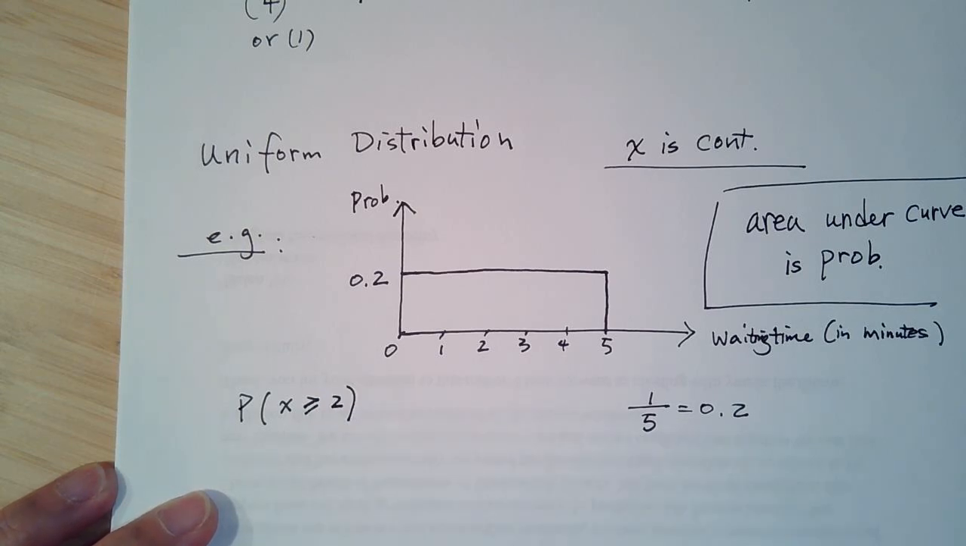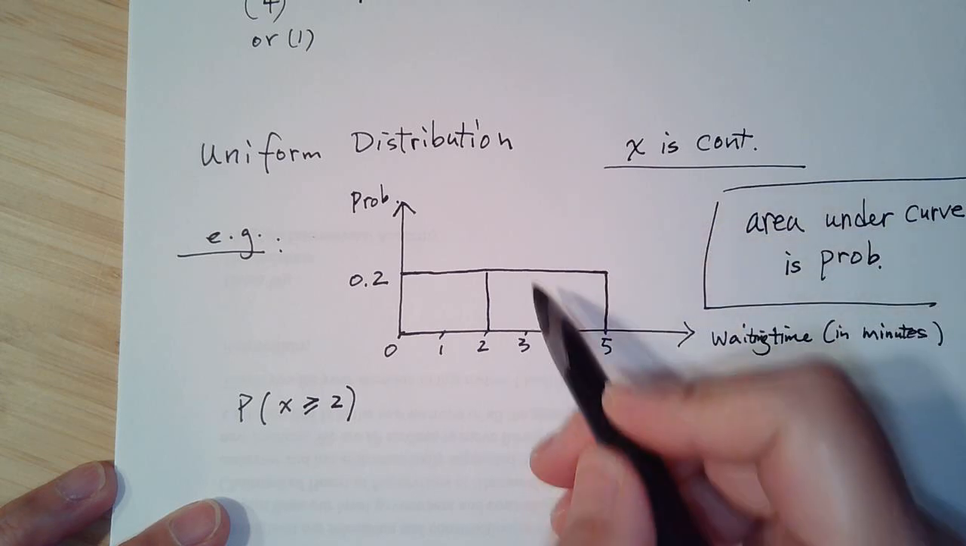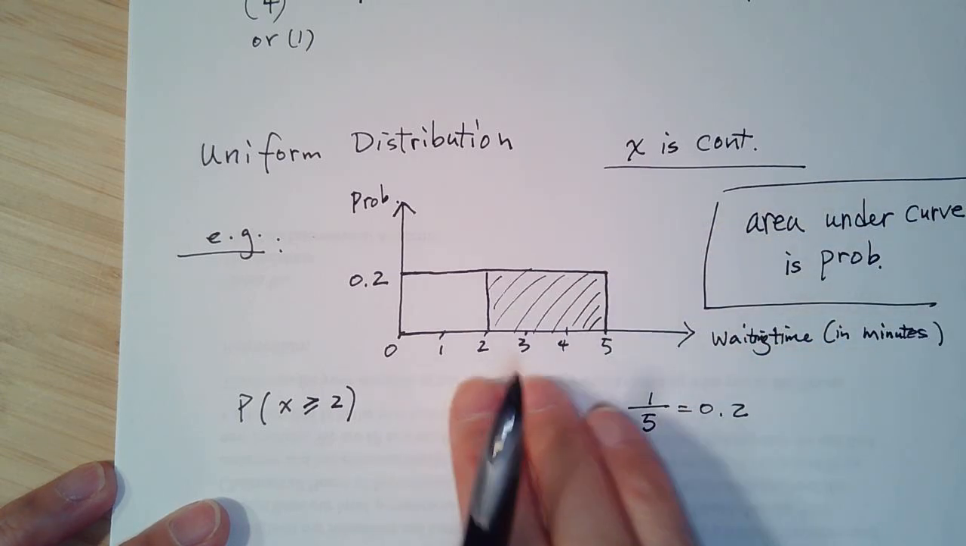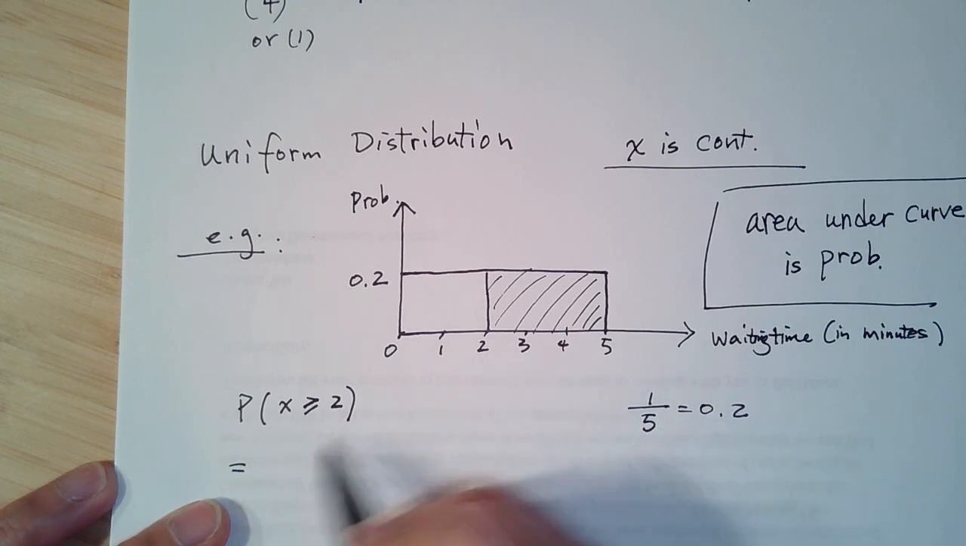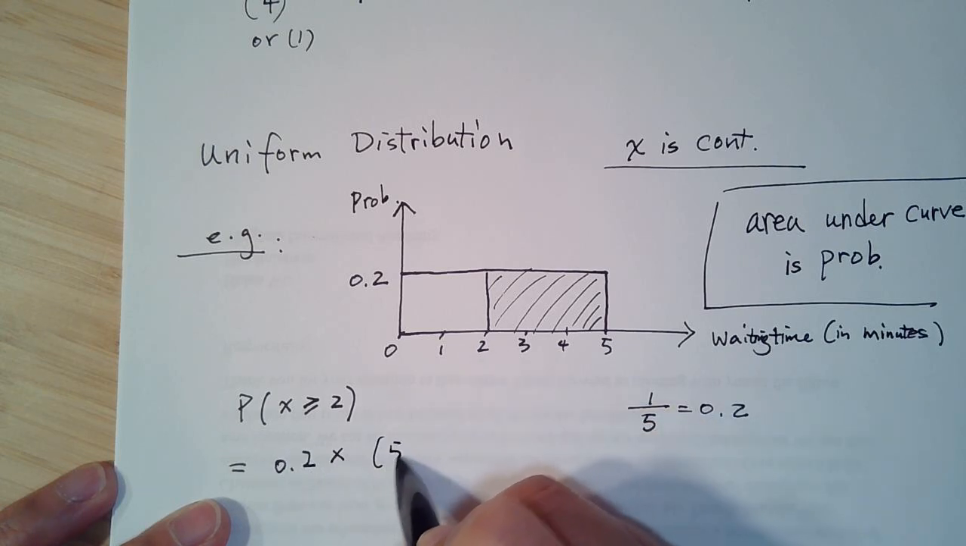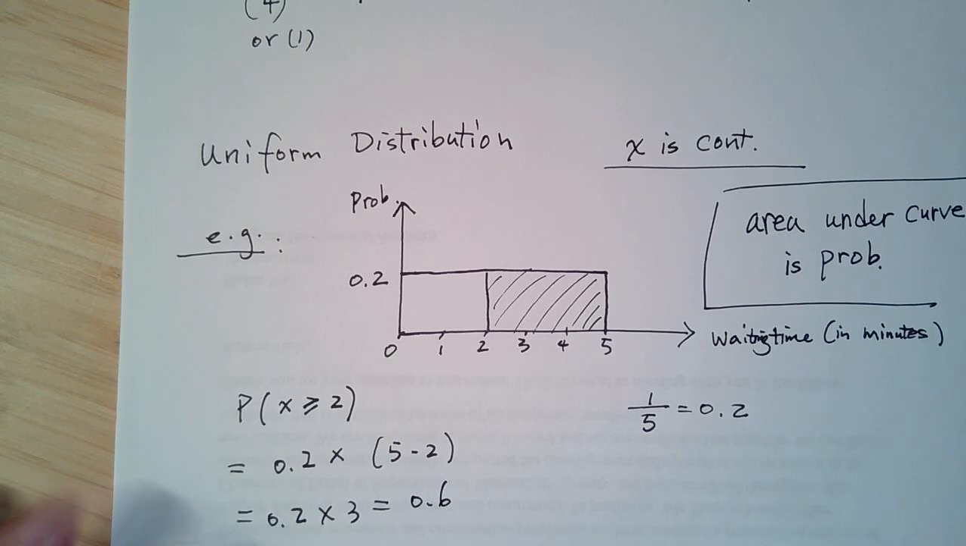All right. Now, what we're looking for is the area under the curve when x is greater than or equal to 2. Of course, x will stop at 5. So you're going to draw the line here, and then shade this area. And this area is your probability. So that would be length times width, right? So that's 0.2 times 5 minus 2, which is 3. So that's 0.2 times 3. The chance is 0.6.